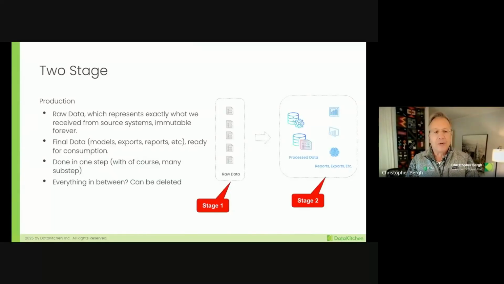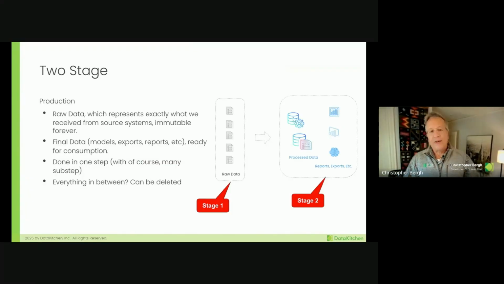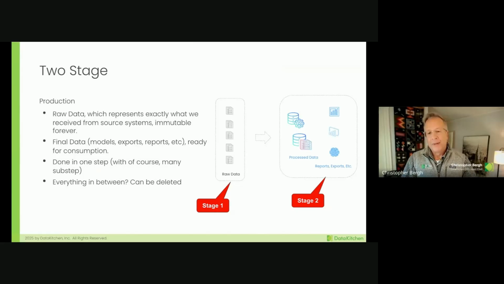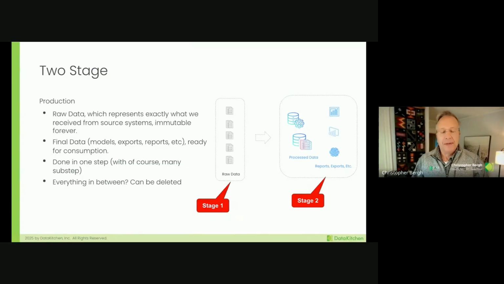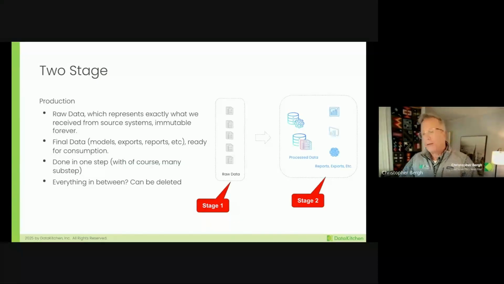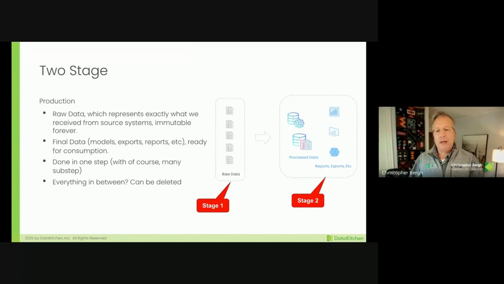So now let's go to the second to the last thing, or the last T, two-stage. What this means is that the whole architecture is set: I start from raw data. For us, raw data is immutable. It's not changing, to a final data. That could be process data or the things that are made from process data. Think of it as done in one step. Now, there could be lots of sub-steps, other things that happen, but anything in between, you can throw it out. So start from raw data, build the whole thing at once.